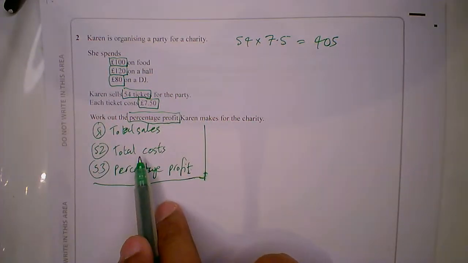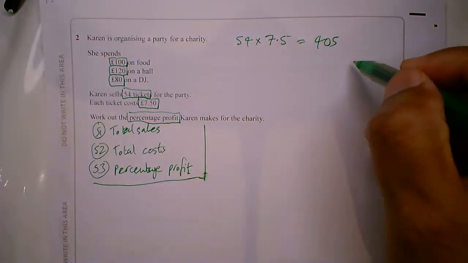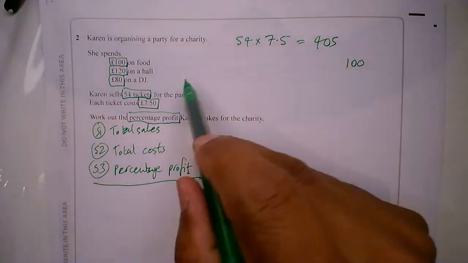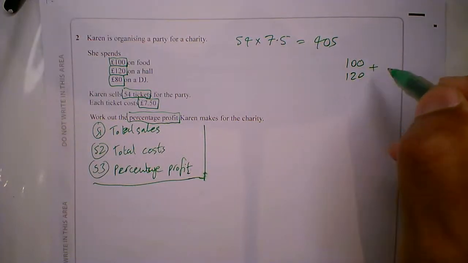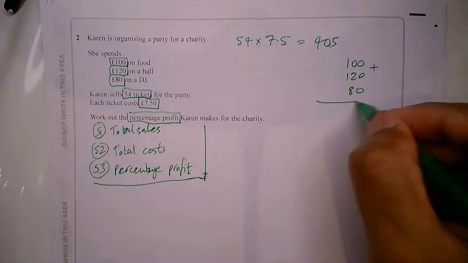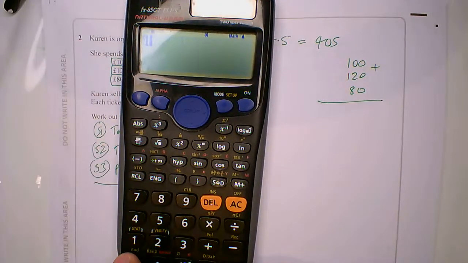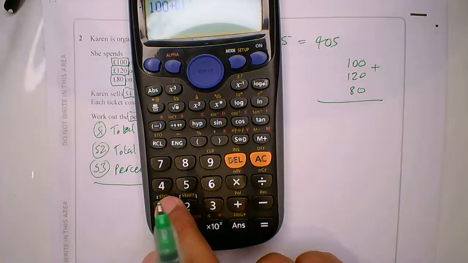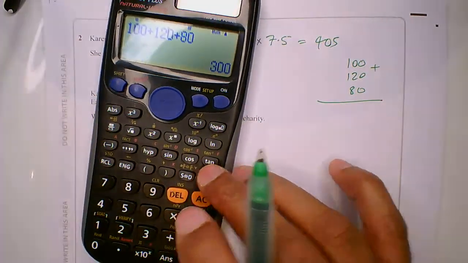Next thing is, what are her total costs? So we've got £100 on food, 120 on a hall, £80 on a DJ. Add them all together. Costs us £300.